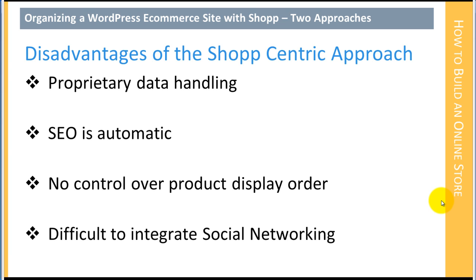And then finally, it's quite difficult to integrate social networking. If you want to put a like button on a product, or a Facebook comment on a product, or a tweet this offer or tweet this deal, because it's proprietary data, there isn't any simple way of integrating social networking. Now, you certainly can, because you have access to all the programming, so you could write functions that add it, but you don't have access to a simple method of integrating social networking into your store.